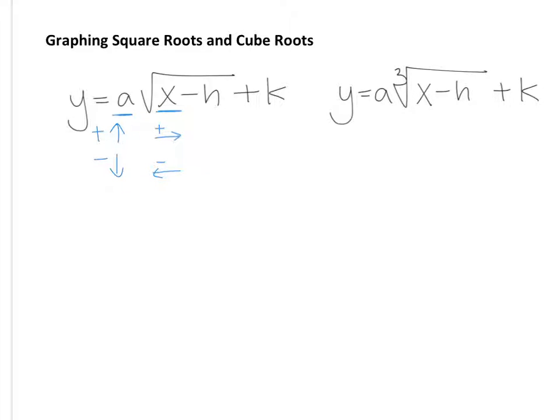On cube roots, it's a different situation. Cube roots exist for both positive and negative values. And so we either say they increase or they decrease because they have 2 arrows to consider. If A and X have the same sign, then the graph increases, which means it'll go from low on the left to high on the right.